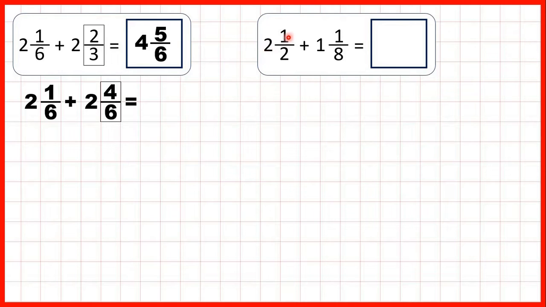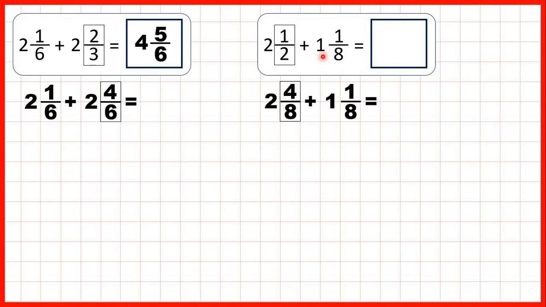Now we have 2 and a half plus 1 and 1/8. So we need to make the denominators the same. 8 is in the 2 times table, so we can find a fraction equivalent to 1/2, which has a denominator of 8. So instead of 2 and a half, we can write 2 and 4/8. That's equivalent because 2 times 4 is 8. What we do to the denominator, we do to the numerator, and 1 times 4 is 4.